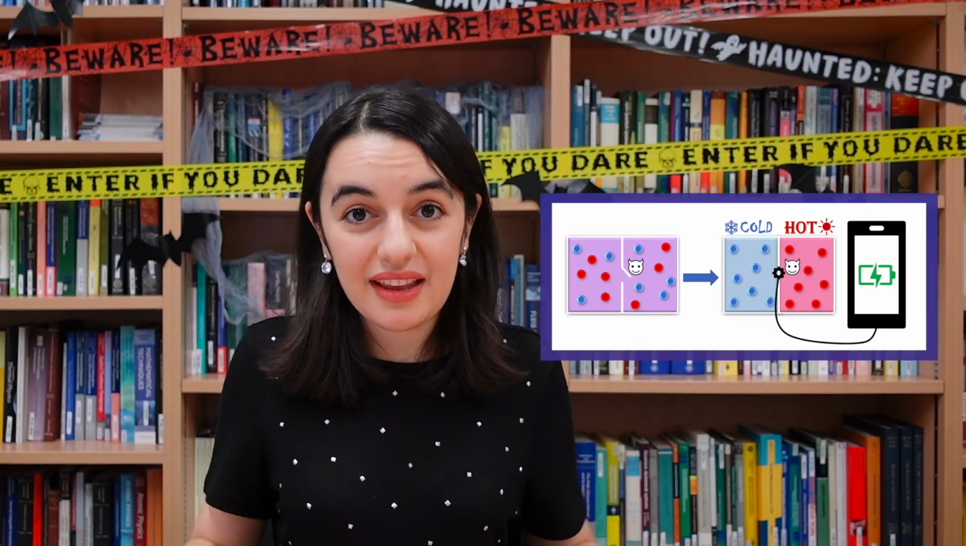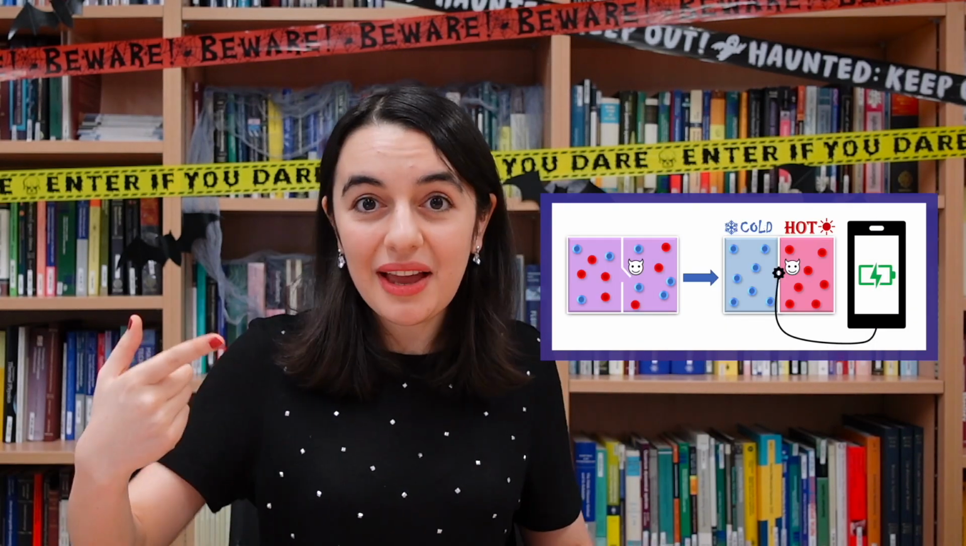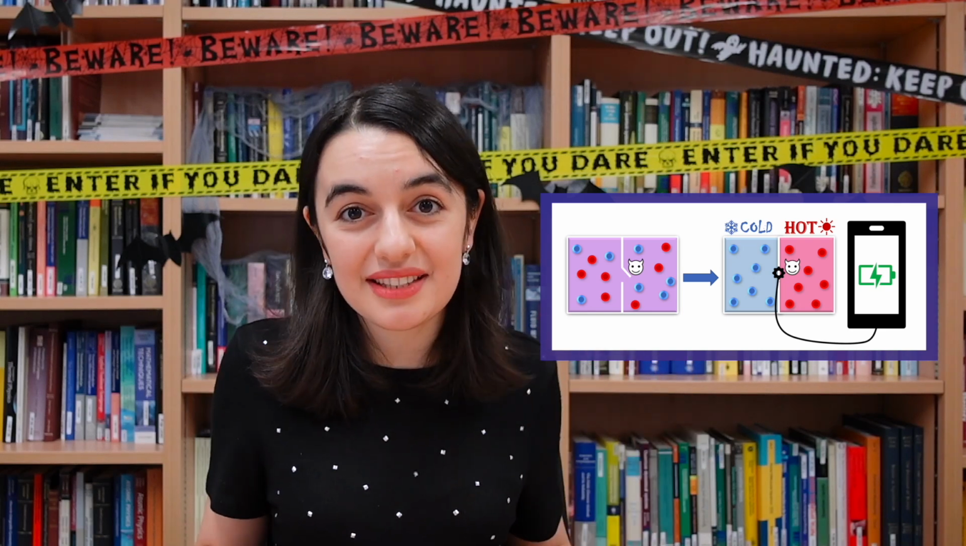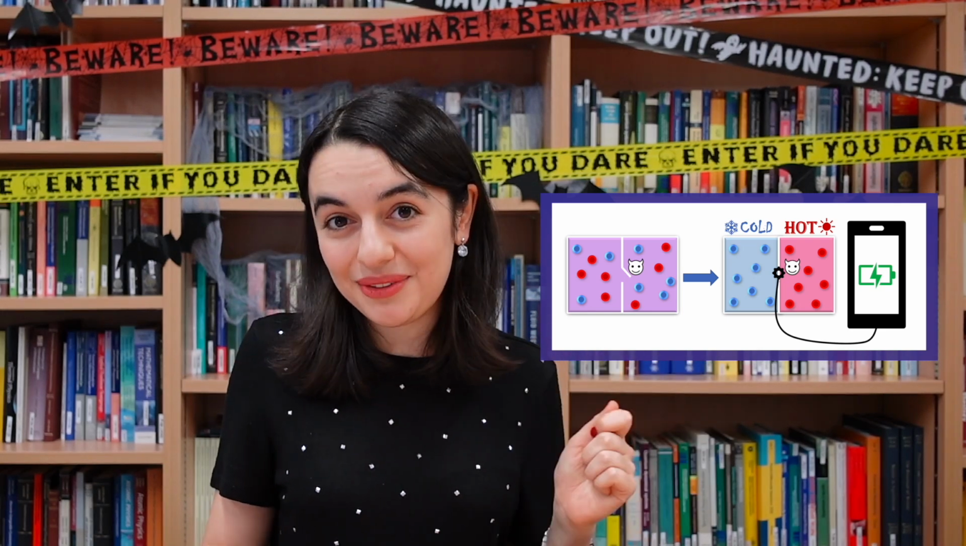For example, we could put a turbine in the middle of the box and use the difference between the hot side and cold side to turn the turbine to drive an electricity generator to charge up your phone. It looks like the demon can extract useful energy out of the random motion of the air. So why aren't we all charging our phones from the air? The second law of thermodynamics says that this is impossible.